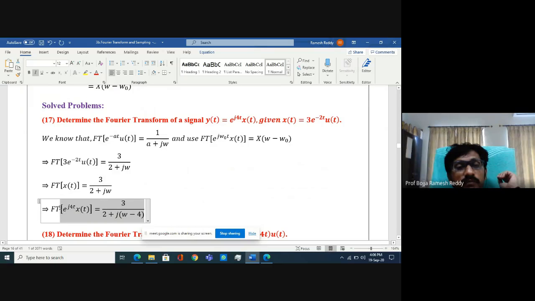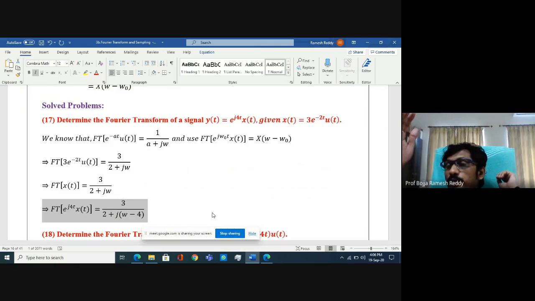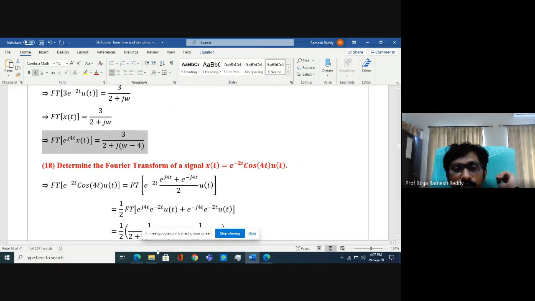That is the use of the frequency shifting property, where the frequency domain is shifted to some other position. In the time domain, take the product of the original signal and a complex exponential term. Next problem.